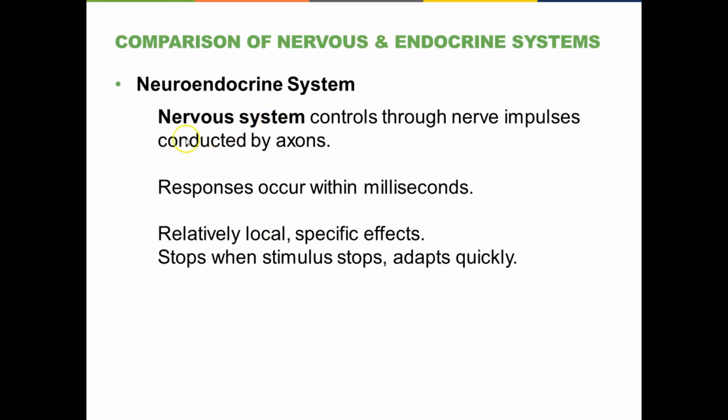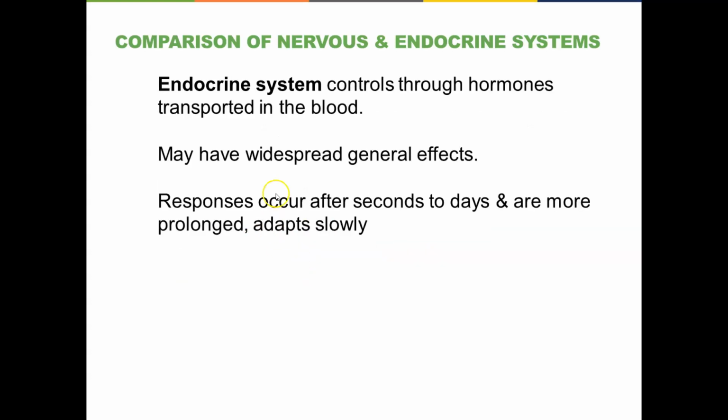Talked about this a little bit. So the nervous system again, neurons connected to other neurons and ultimately to muscle cells and a little bit of glandular tissue in a few specific locations. Very, very rapid responses, very, very specific, stops quickly, adapts quickly, expensive. The endocrine system through the bloodstream, widespread, slow, long-lasting, cheap.